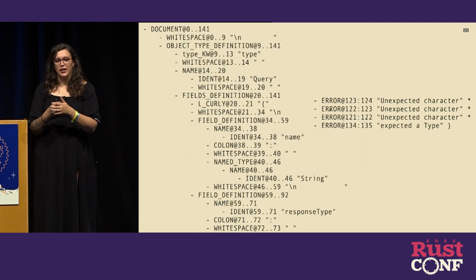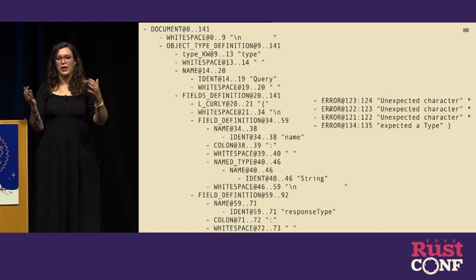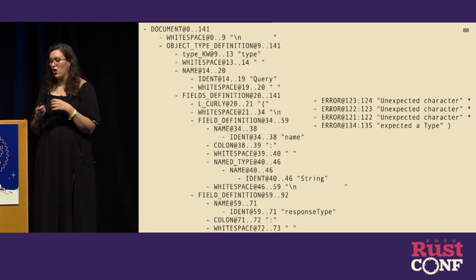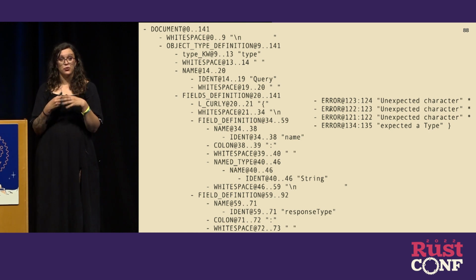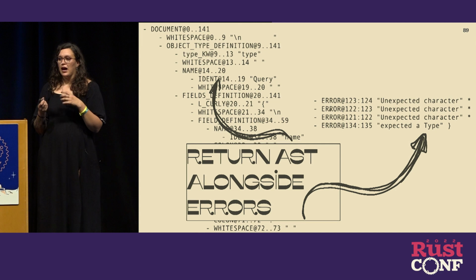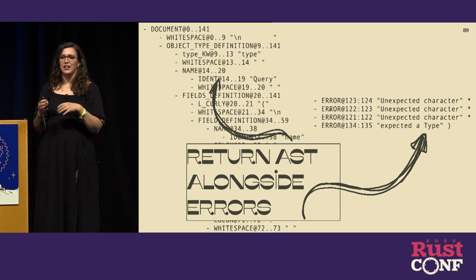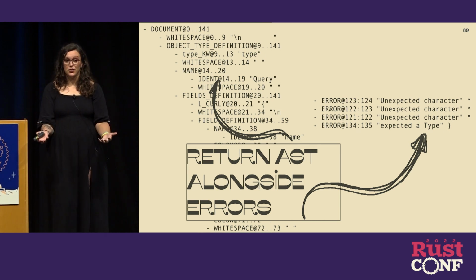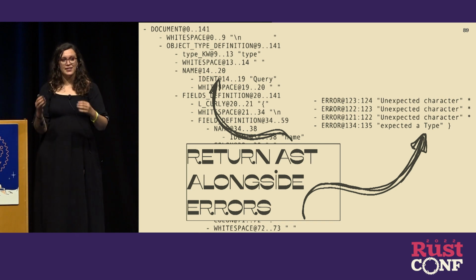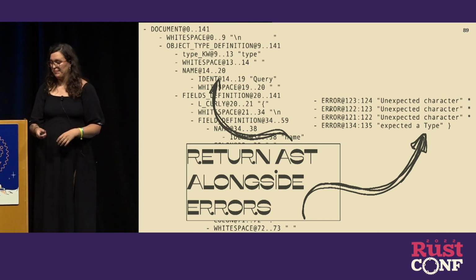But instead of panicking as soon as we see something that's wrong, we gather all of our errors and still produce an AST. So this is a debug output of our AST and errors. Having a fault-tolerant parsing process allows us to return an AST alongside errors, which ensures that the diagnostics that we then provide to the user are as comprehensive as we possibly can make them.